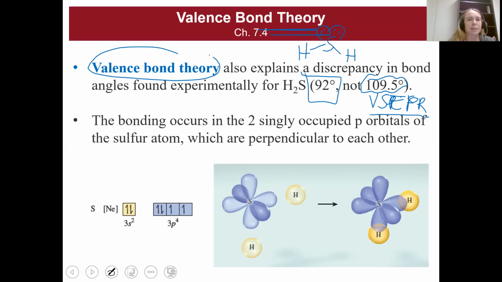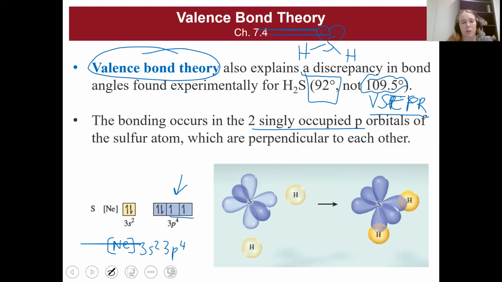But experimentally, we find out that it's this, and that doesn't make any sense based on VSEPR theory. But it does make sense based on valence bond theory. Valence bond theory, again, comes from these orbitals overlapping. So we have two singly occupied p orbitals on the sulfur atom. Sulfur has this configuration here: [Ne] 3s2 3p4. So it's got two unpaired electrons, which means it has two singly occupied p orbitals.